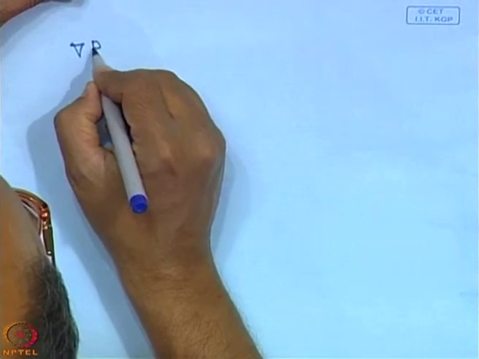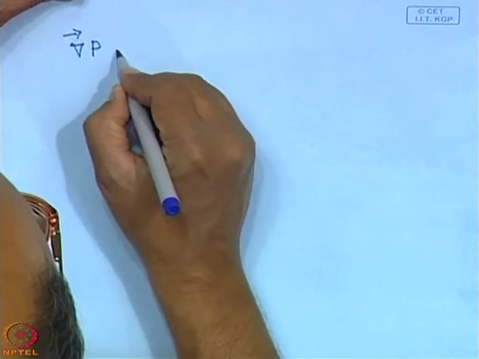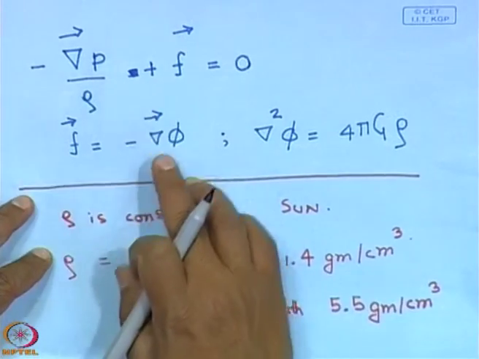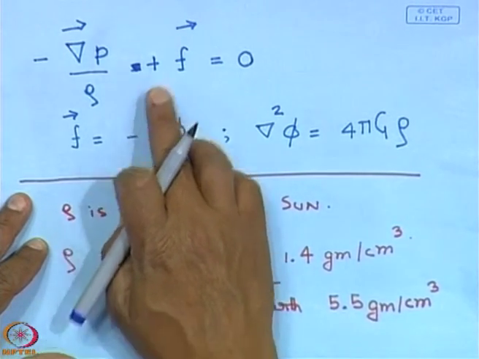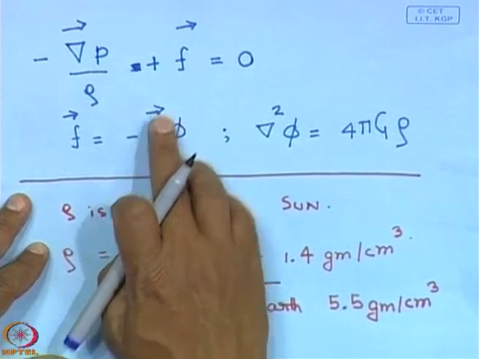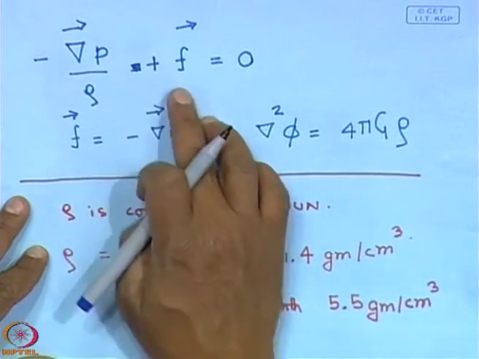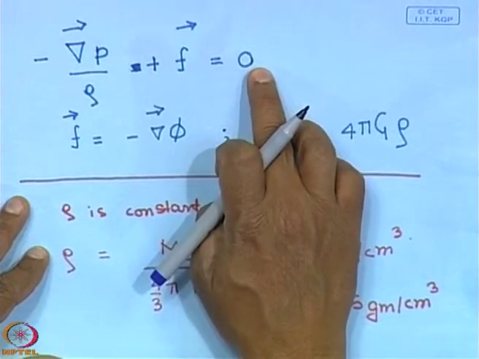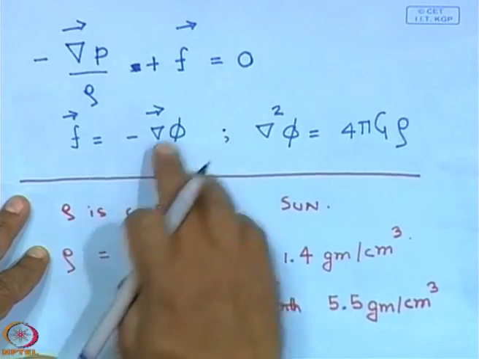grad P is equal to, so grad P is equal to this. If I put it here, the minus sign cancels out, then I take it onto the right hand side. So, this is equal to rho into grad phi with a minus sign.